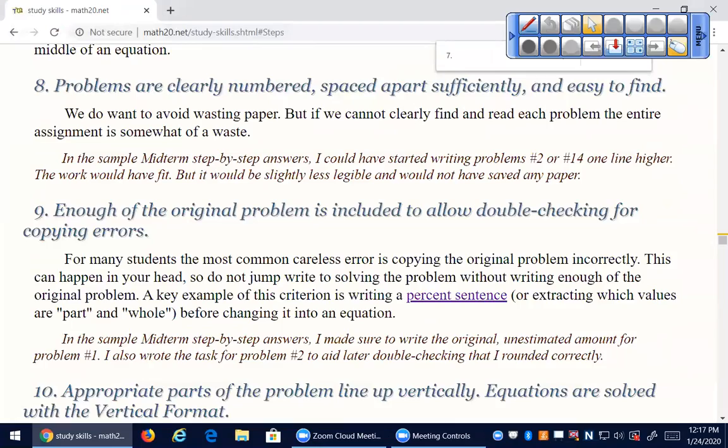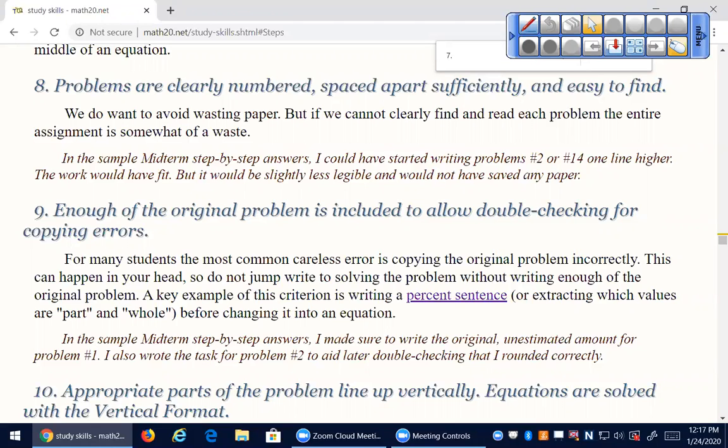Okay. Problems are clearly numbered, spaced sufficiently apart, and easy to find. It doesn't say in order. An important part of the test taking strategy is if you're taking a test and you get to a slow problem and it's only worth the same number of points as a fast problem, then skip it and save it to the end if you're worried about finishing. Or if you start something and you get stuck, then probably just skip it for now, leave some space on the paper, and keep going.